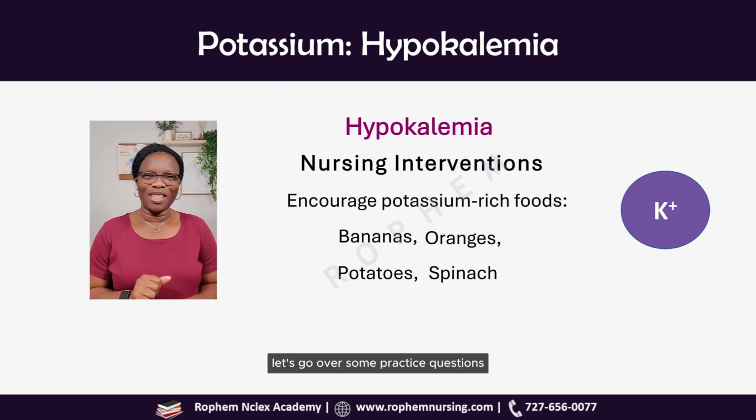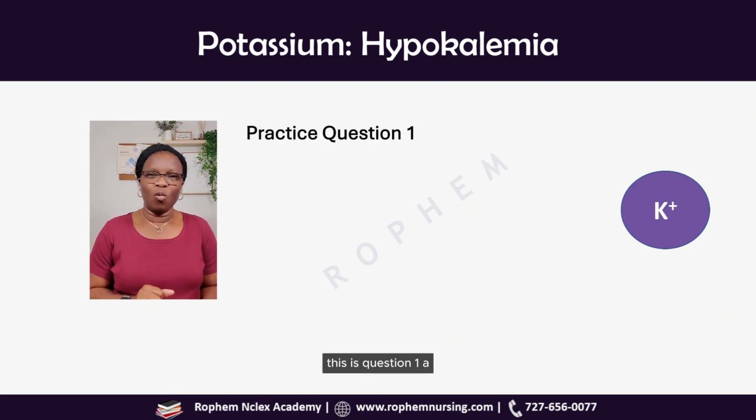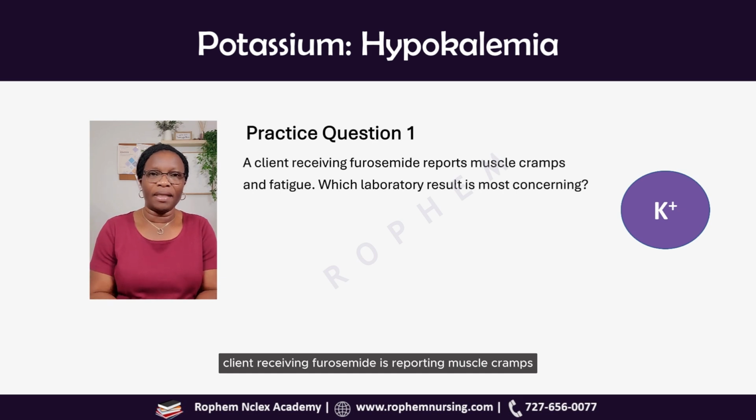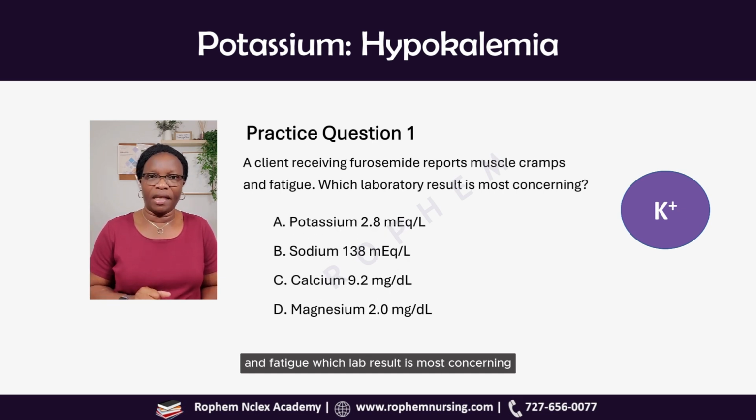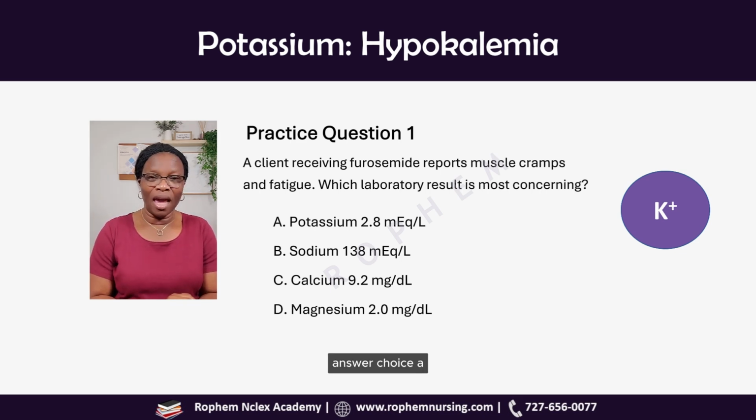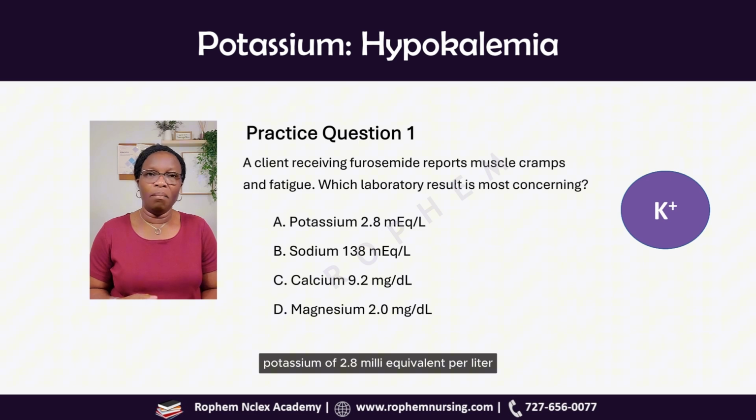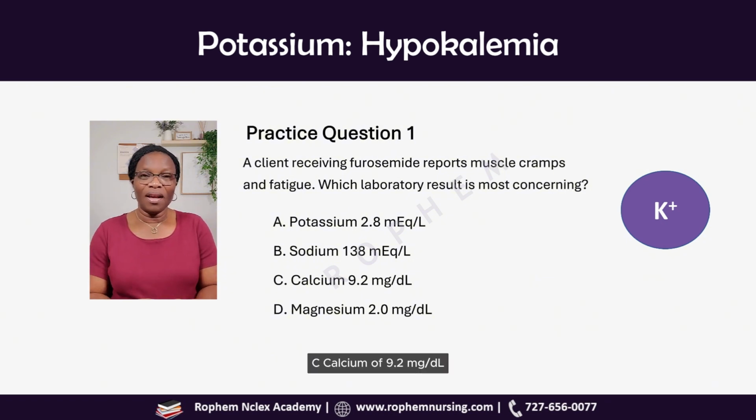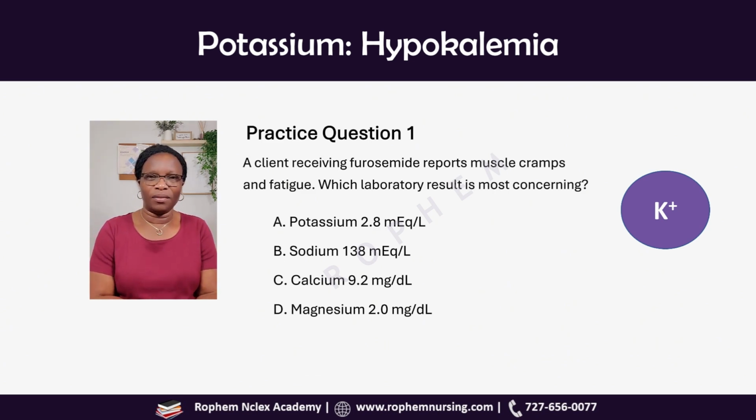Let's go over some practice questions. This is question 1. A client receiving furosemide is reporting muscle cramps and fatigue. Which lab result is most concerning? Answer choice A, potassium of 2.8 milliequivalent per liter. B, sodium of 138 milliequivalent per liter. C, calcium of 9.2 milligram per dl. D, magnesium of 2.0 milligram per dl. What do you think about this question?